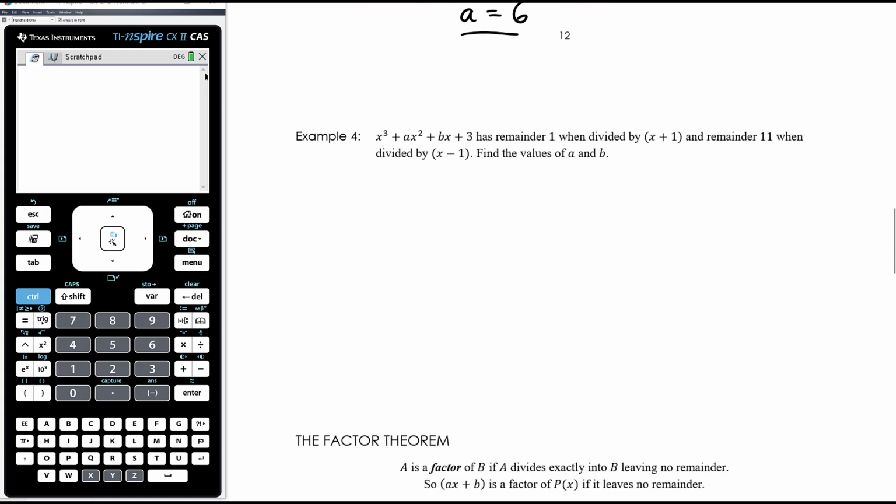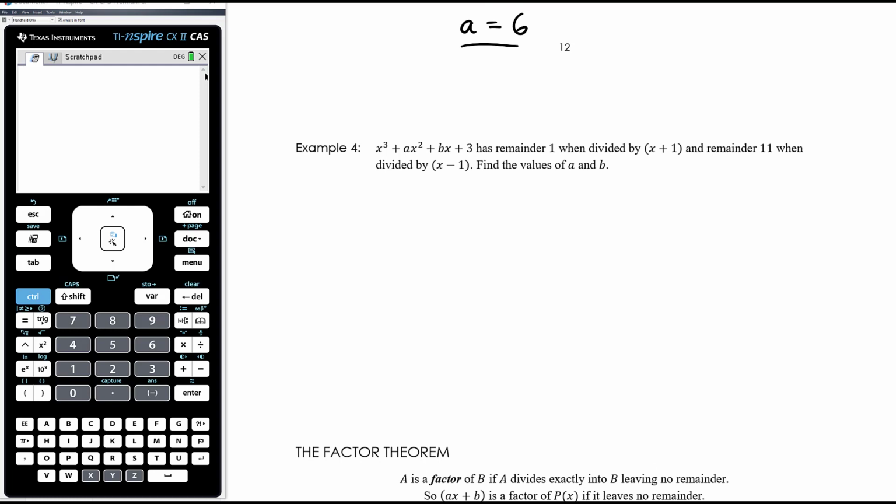Alright, another example like that. X cubed plus ax squared plus bx plus 3 has a remainder of 1 when divided by x plus 1, and a remainder of 11 when divided by x minus 1. Find the values of a and b. Okay, so when we get a remainder of 1 when we divide by x plus 1, the remainder is given by p of negative 1, and we know that remainder will be 1. So that's the information that we get from that.